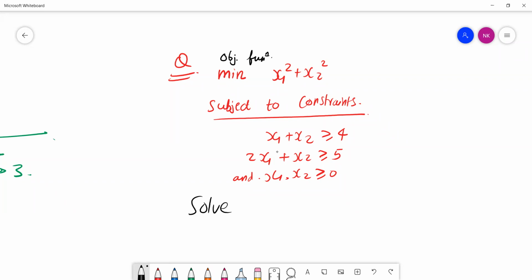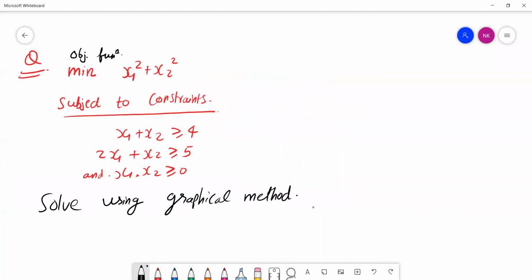Solve using the graphical method. Now this will be the revision for your exam also. You need to solve using the graphical method. So what we were doing in the graphical method, quickly let's have the revision. You will be drawing a two-dimensional graph. Why? Because we have two variables here. So the number of variables corresponds to the dimensionality of the Cartesian graph. So you will be drawing this two-dimensional graph.